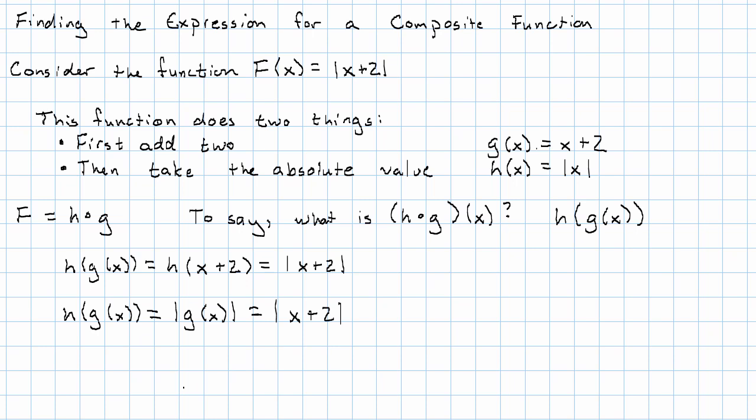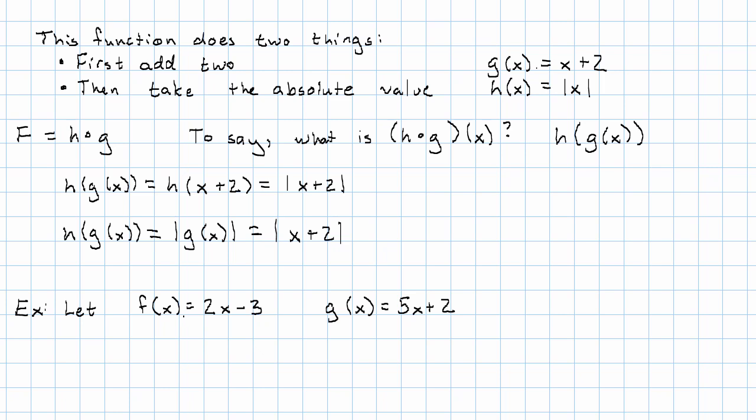And that's going to be our general approach to taking a composite function, even if the functions that we're composing are themselves interesting functions that do more than one thing. So suppose f is the function that multiplies by 2 and then subtracts 3. So f of x is 2x minus 3. G is the function that multiplies by 5 and then adds 2. So g of x is 5x plus 2.